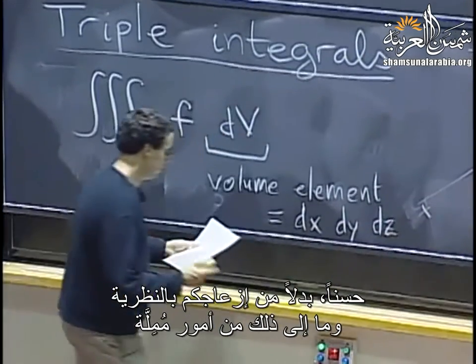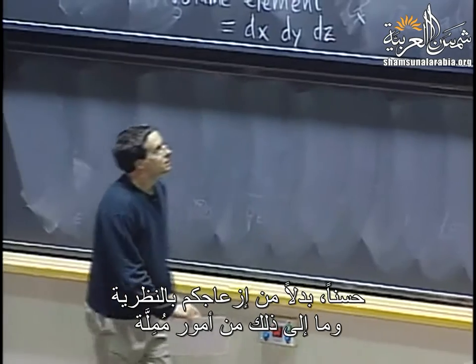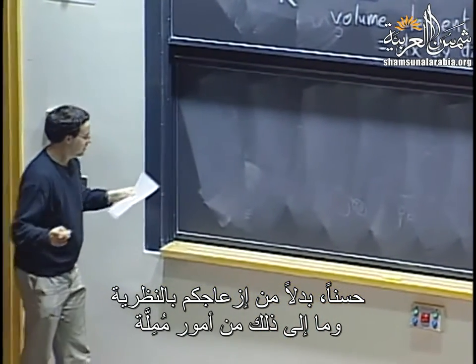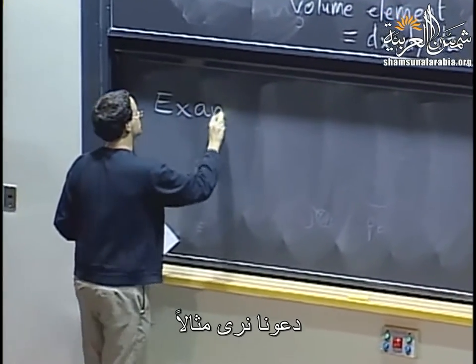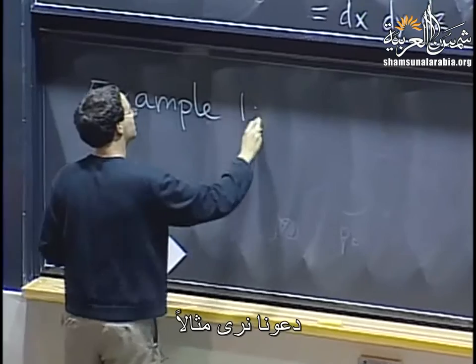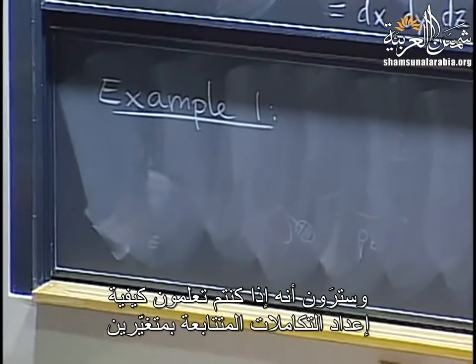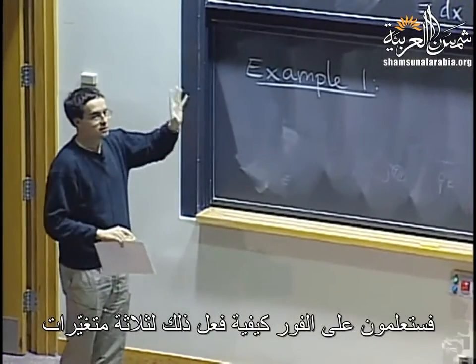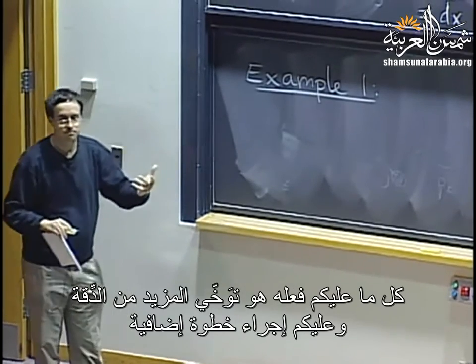So rather than bore you with theory and all sorts of complicated things, let's just do examples. And you'll see, basically, if you understand how to set up iterated integrals in two variables, then you basically understand how to do them in three variables. You just have to be a bit more careful, and there's one more step.